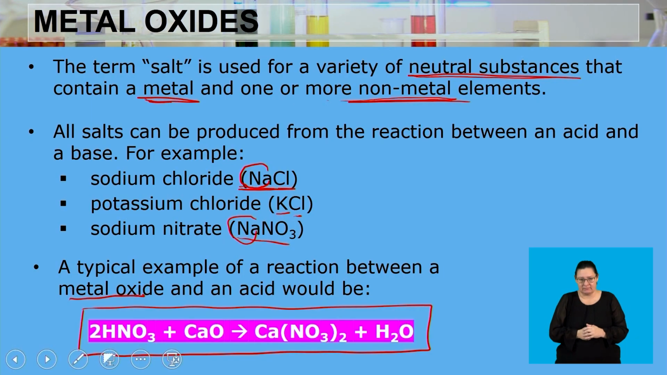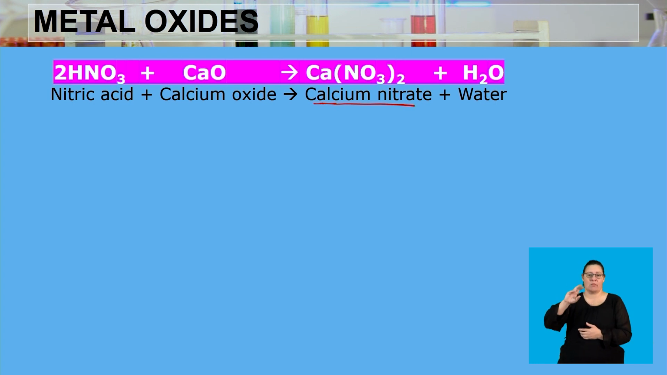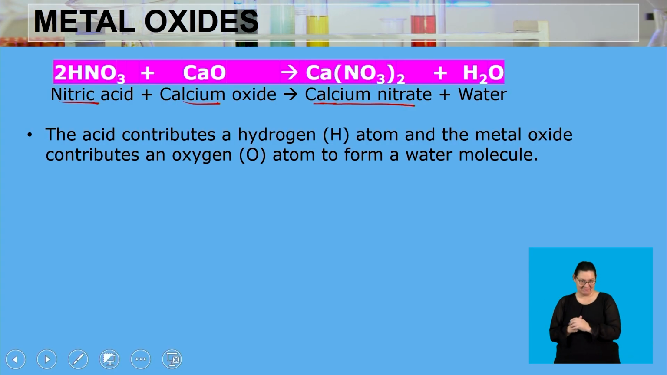particular reaction here? So we have nitric acid. We also have calcium oxide as our metal oxide, and then the salt that is produced there is going to be our calcium nitrate. And then lastly, we have water. So our acid, our base, our salt, and water. As we have said, acid plus base gives us salt and water.